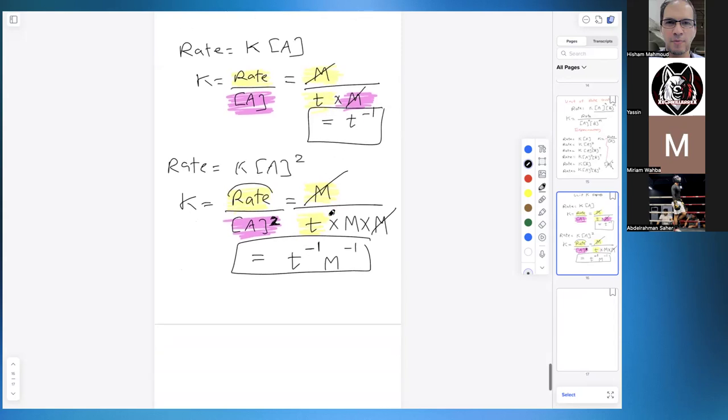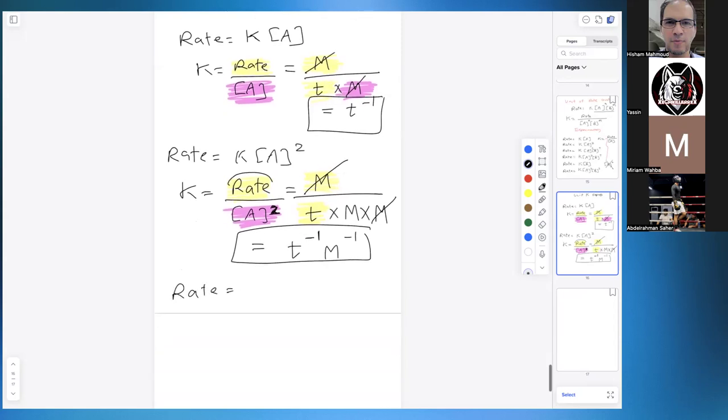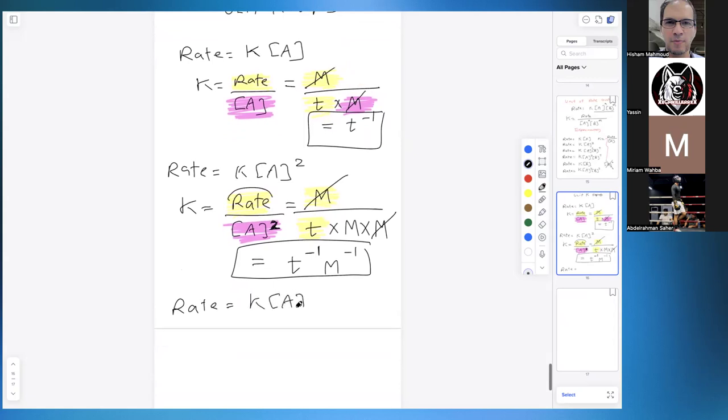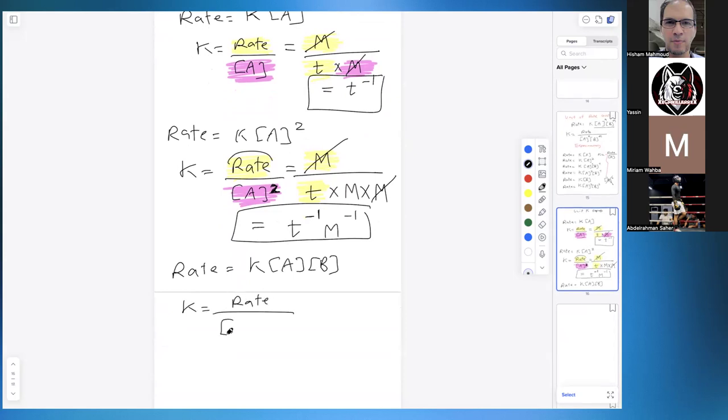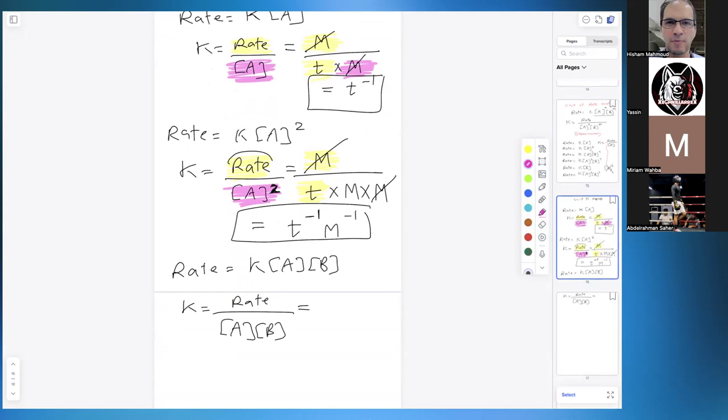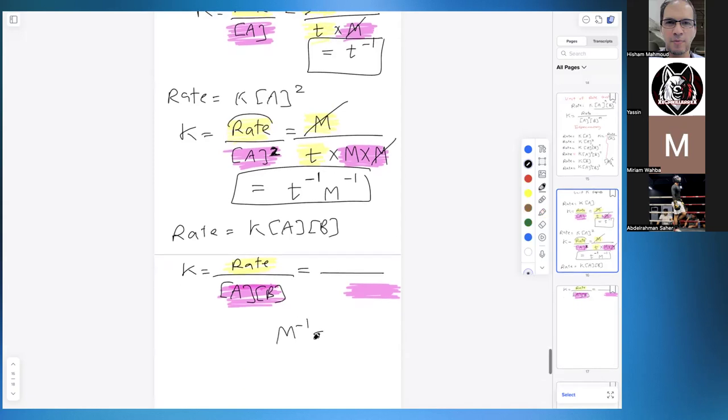Now if I told you that rate is equal to K A multiplied by B, then K is equal to rate divided by concentration of A multiplied by concentration of B. What is the unit? Let me do the colors for the previous one first. So what is the unit here? M minus 1, S minus 1. Very good.